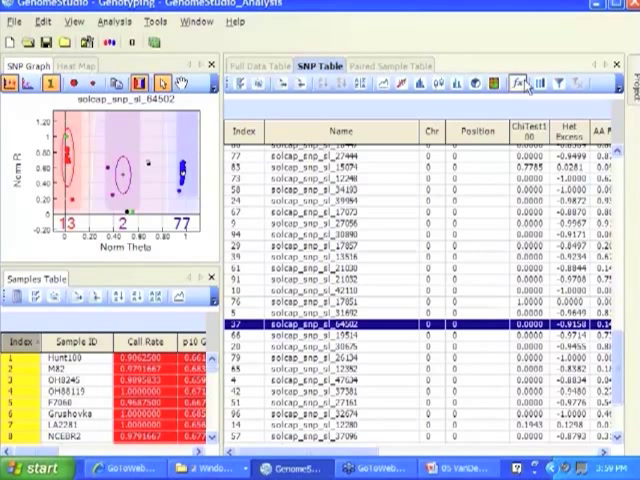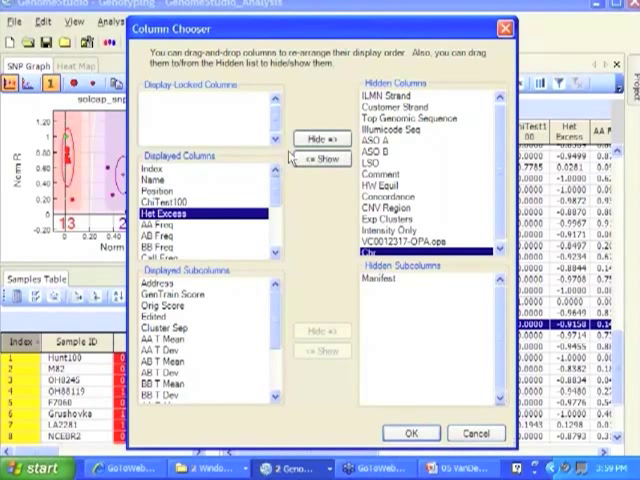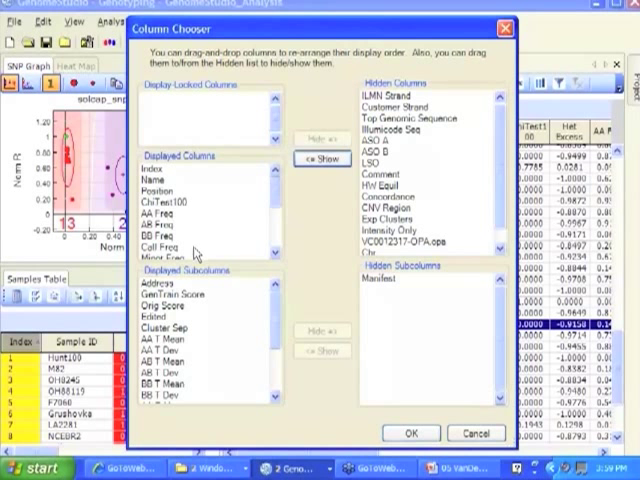I'm going to use my column chooser and knock out some things that I don't think are interesting. Chromosome, we don't know, just so we see more things. We see AA frequency, that's probably pretty handy to know. Call frequency, handy to know. Auxiliary, we don't have anything in that field.